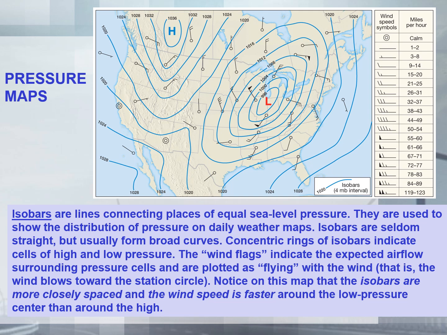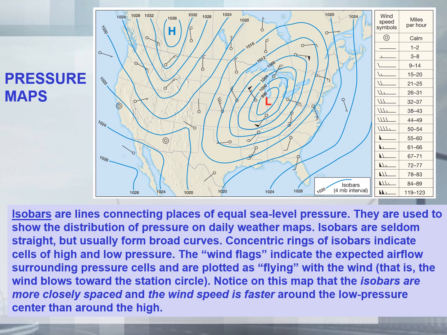And then the direction in which the hockey stick is pointing is showing the wind direction, and winds are named for where they're coming from. Not where they're going, but where they're coming from. What they have left off this map would be the cloud cover and the fronts.